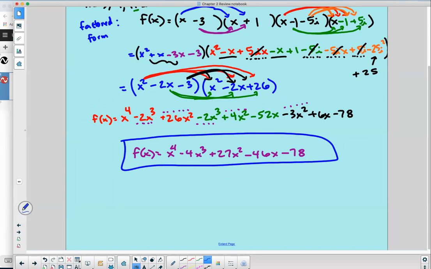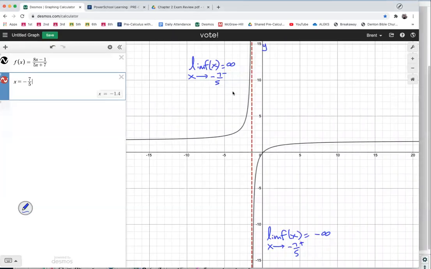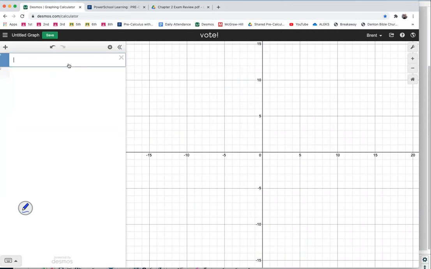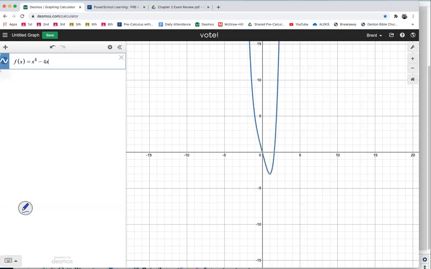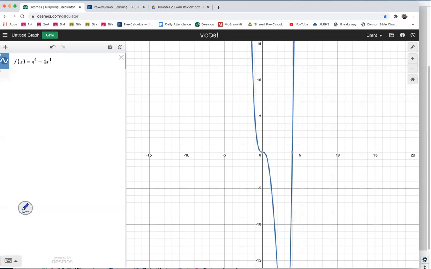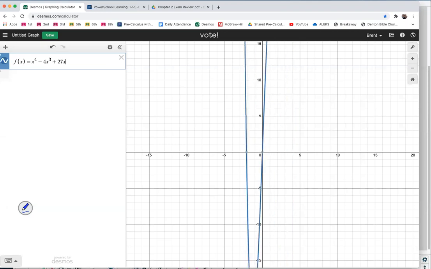If you had all these different equations, graph and see which one has the right zero. So I'm going to come back over here to my graph. Did you get that answer written down? Okay, so f of x equaled x to the 4th minus 4x cubed, plus 27x squared minus 46x minus 78.